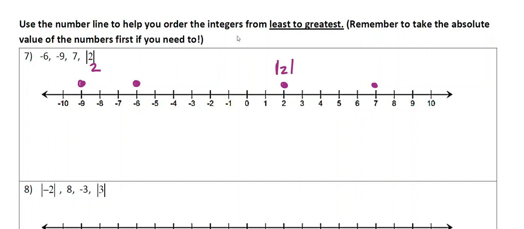All right, and I'm going from least. We remember the left is the less and the right is the greater. So if I go least to greatest, it's -9, -6, absolute value of 2, and then our +7. Easy peasy lemon squeezy, especially when you use a number line.